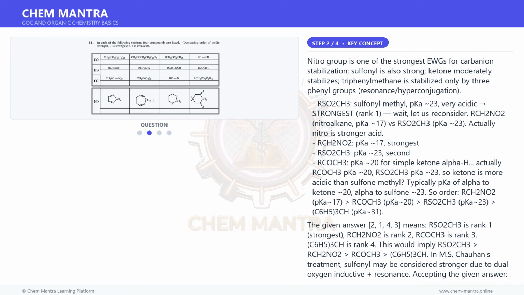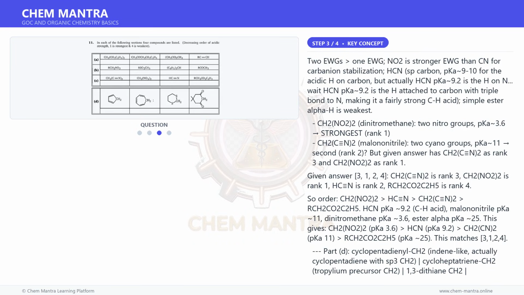Part C items: CH2(CN)2, malononitrile, CH2(NO2)2, dinitromethane, HCN, hydrogen cyanide, and RCH2CO-OC2H5, an ethyl ester alpha-H. Let us first understand the key concept here. Two EWGs are stronger than one, and NO2 is a stronger EWG than CN for carbanion stabilization.